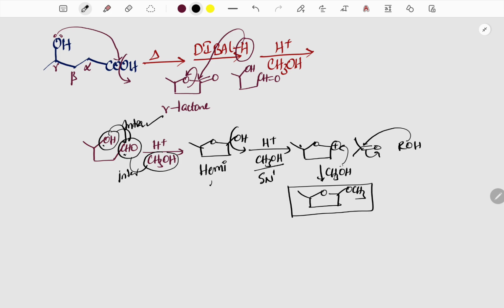So this is a hemiacetal, and this hemiacetal functional group treated with H plus and methanol undergoes the SN1 mechanism and finally forms the corresponding acetal.